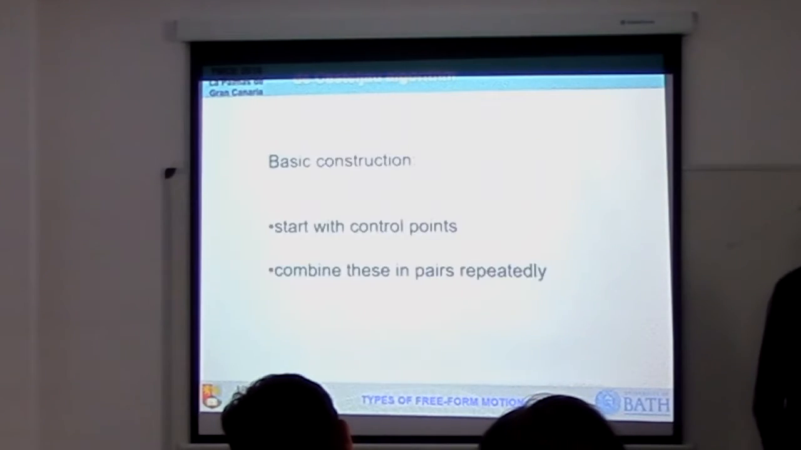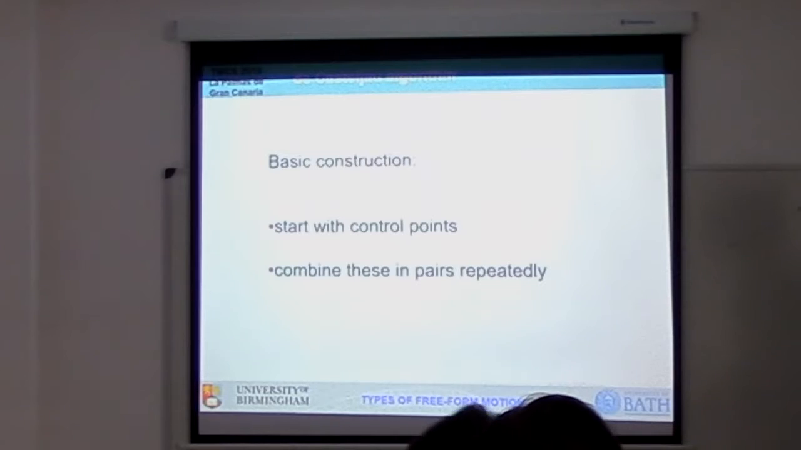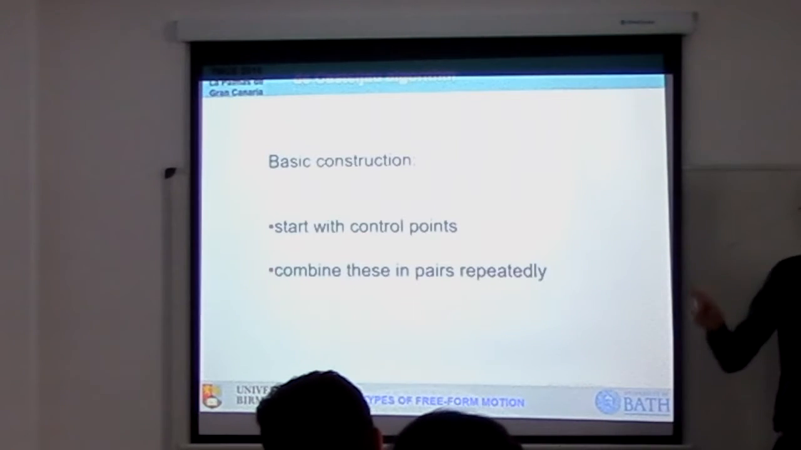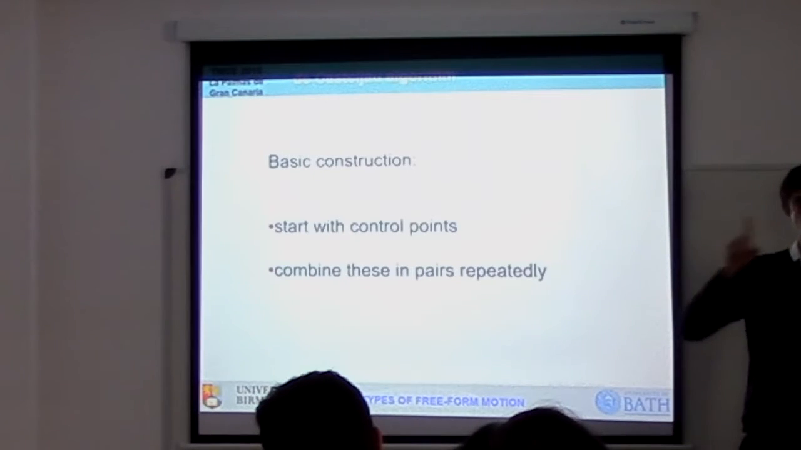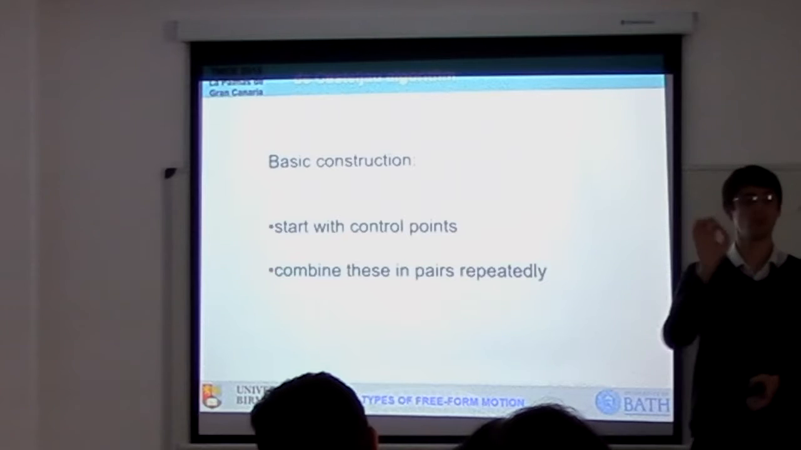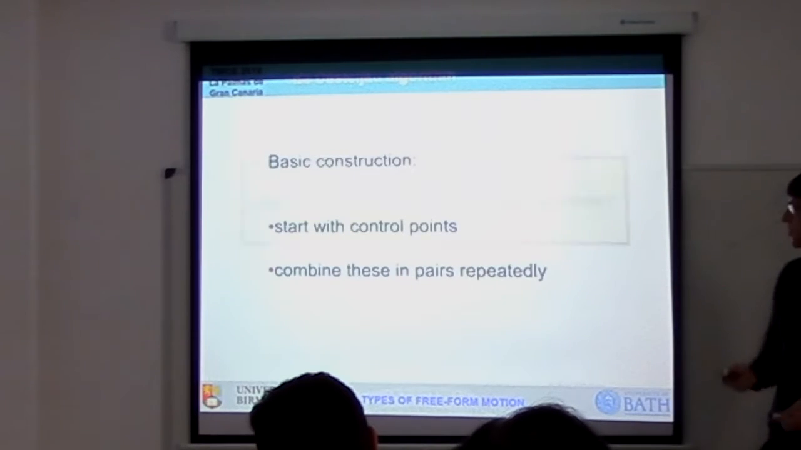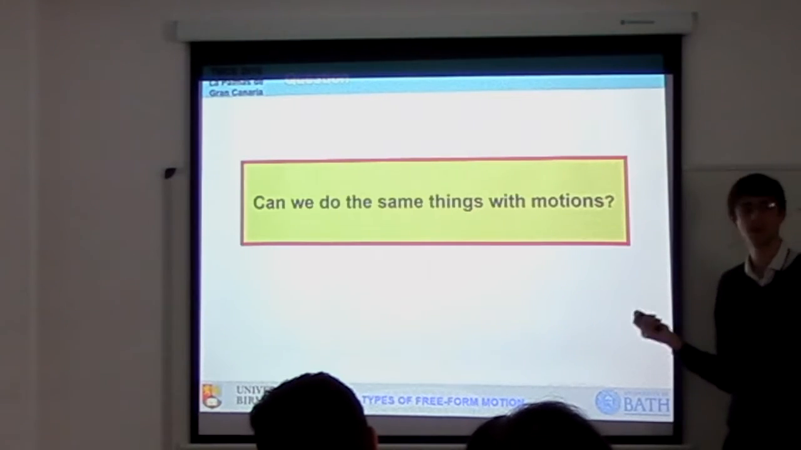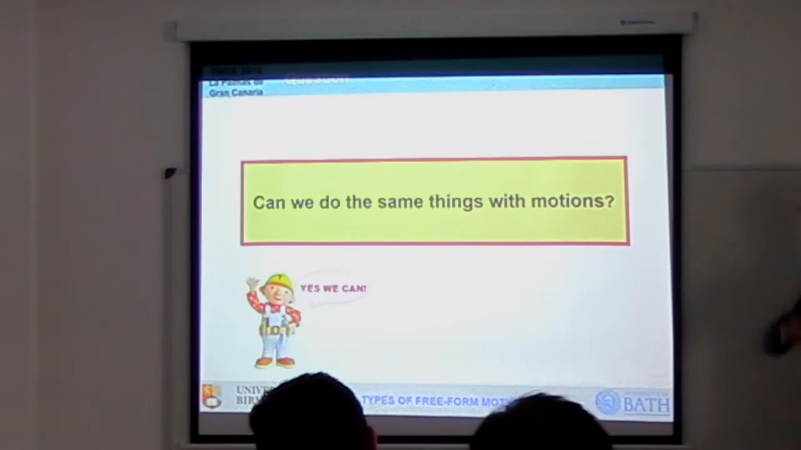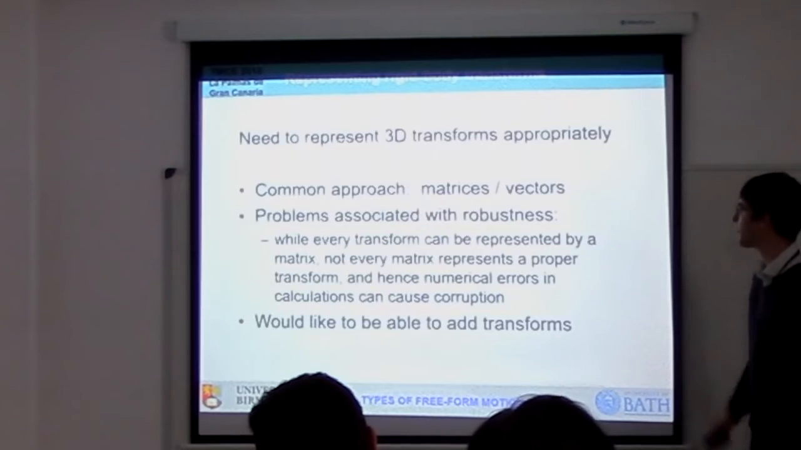So that's the basic construction for a free-form curve. And the important thing to remember is we have some control points, and from those control points, we combine them in pairs repeatedly until we finish, and then we get a point on the curve. So the question now is, can we do the same thing with motions? Yeah, of course we can. So let's go through that sort of process.